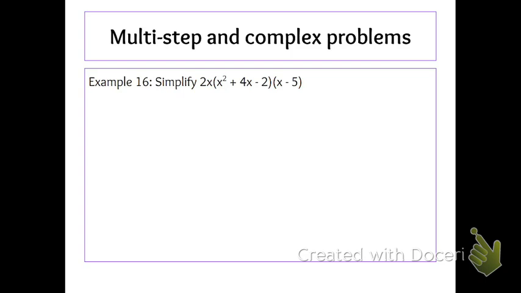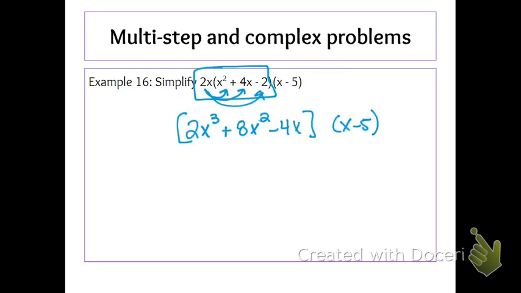Because multiplication is commutative, it doesn't really matter which order you multiply the factors in. I typically just go left to right, but that's totally up to you. So I'm going to start by multiplying these two factors together. I'm going to distribute the 2x first, which gives me 2x cubed plus 8x squared minus 4x. And then I still have the x minus 5 at the end.